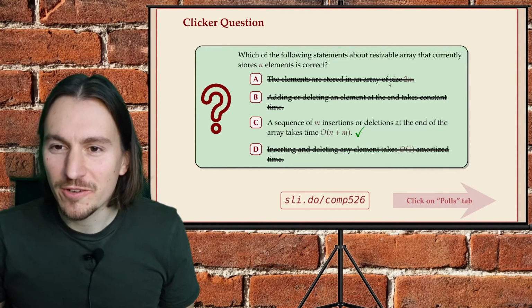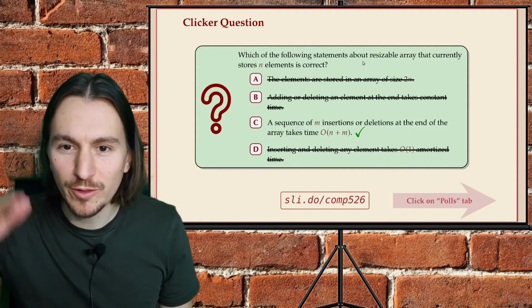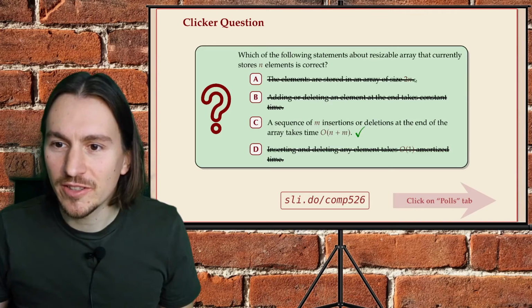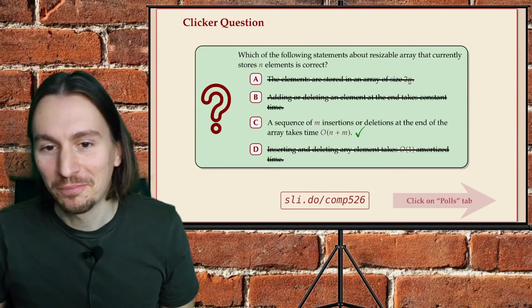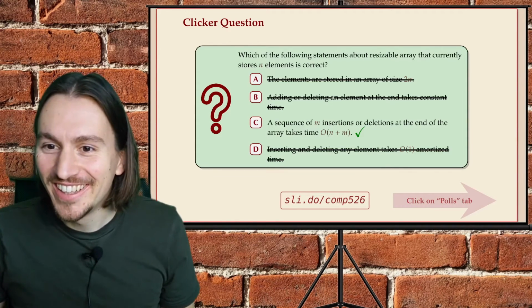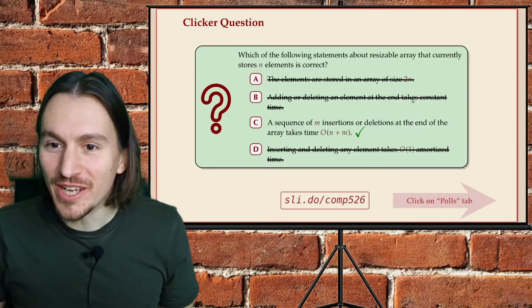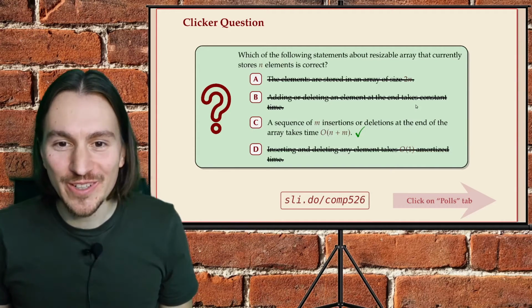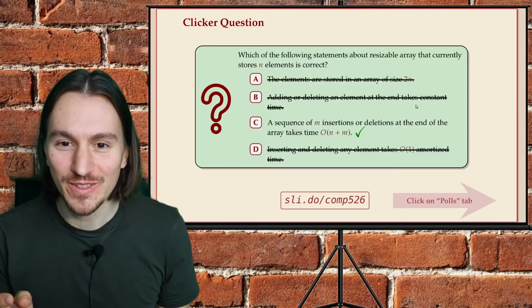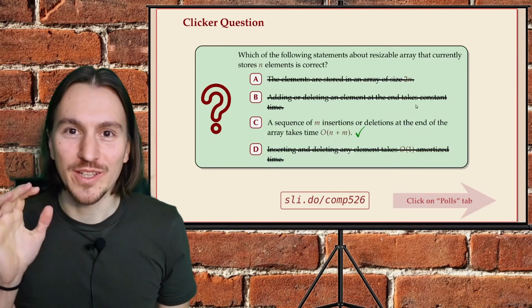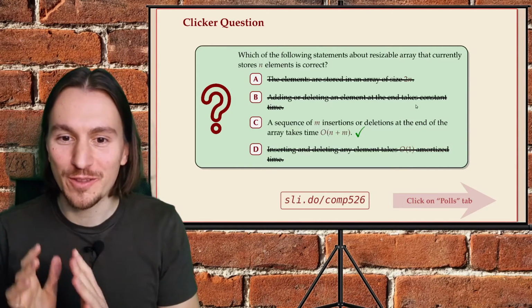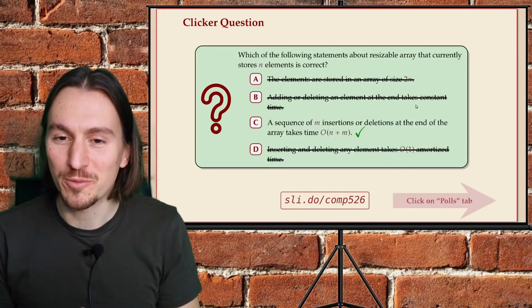The first statement is not really true because the number of elements that are currently stored might fluctuate up and down, and it's not always exactly 2n. Nitpick, as I said. Adding and deleting an element at the end takes constant time. So here the nitpick is, if I say constant time, this means worst case constant time. If there's no other qualifier, you have to assume it's worst case.